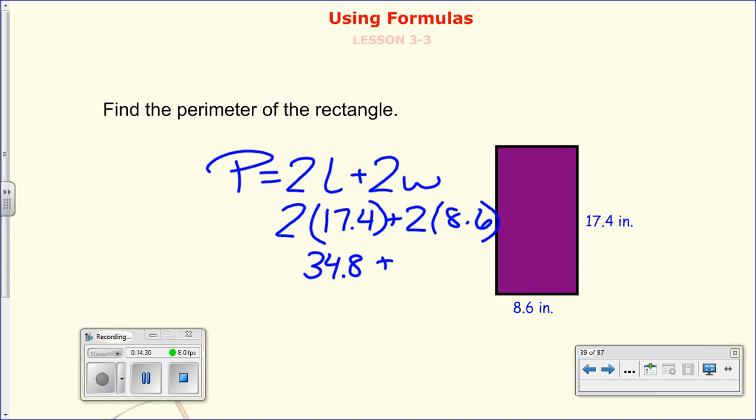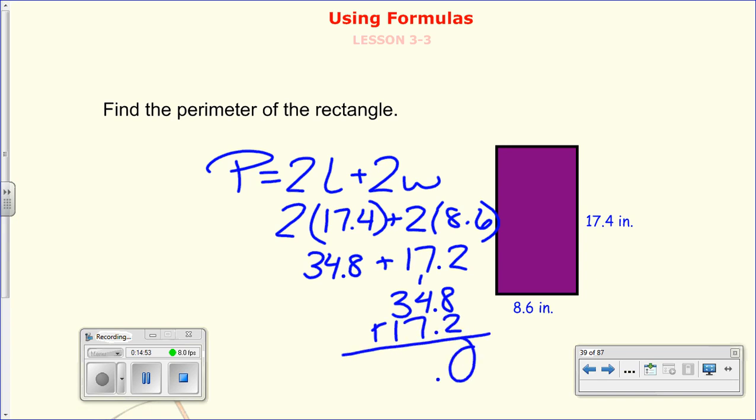All right, then I have the same here. Well, 2 times 8 and 6/10 would be 17.2, I believe, because 2 times 6 is 12, 8 times 2 is 16, add 1, and 8, yep, 17. Now I add those together, so 34 and 8/10 plus 17 and 2/10, and again, I line up those decimal points, and I get 52. So my perimeter here is 52 inches.